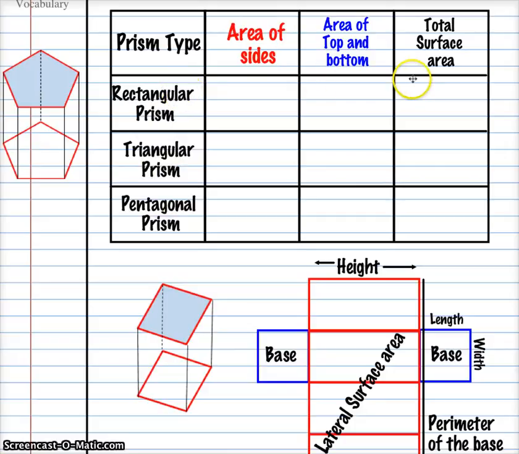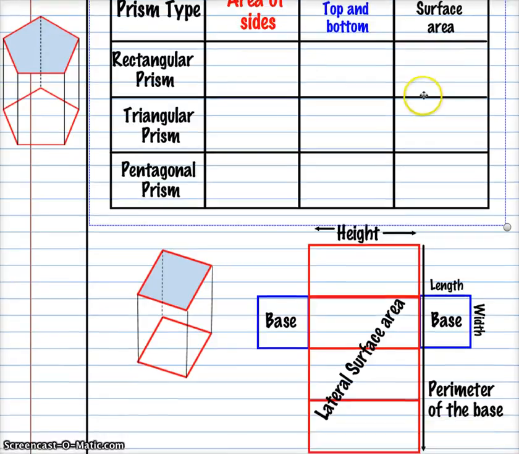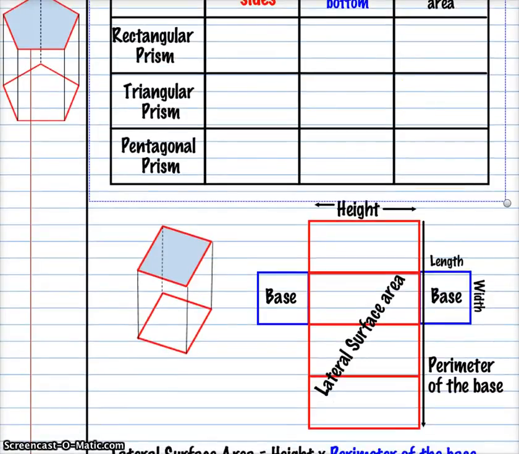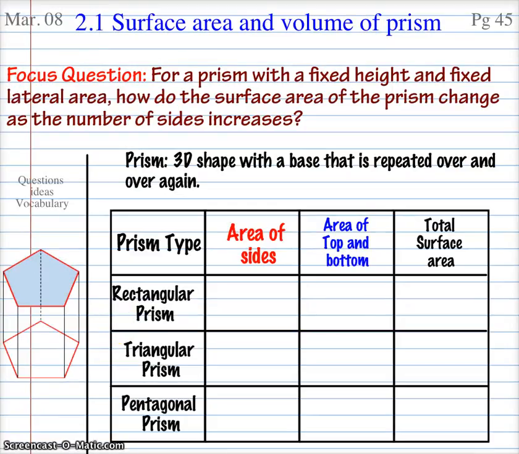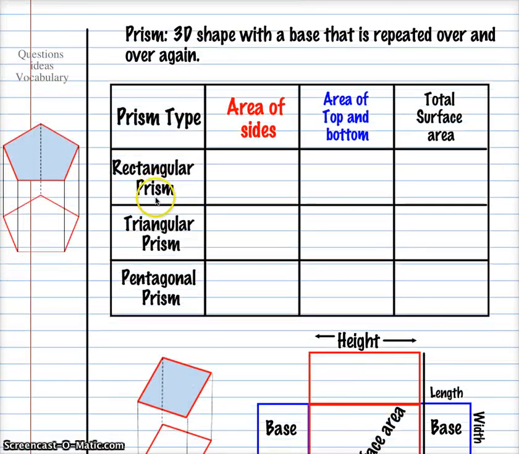Then we're going to add up the area of the sides, or the lateral surface area. So this is the same as lateral surface area. You might want to write that down: area of sides, lateral surface area. We'll add these two together and we'll get our total surface area. So for when you come back to class, this should be at the end of your notes. So you have all your notes written out.